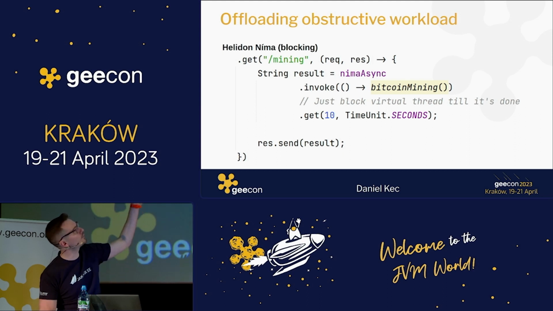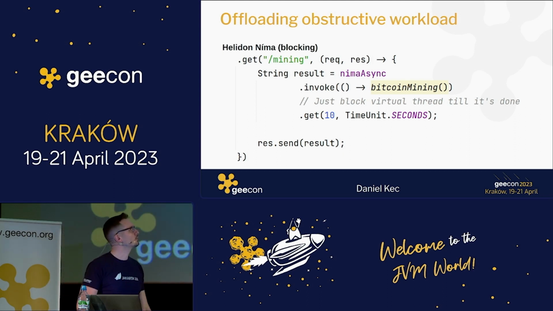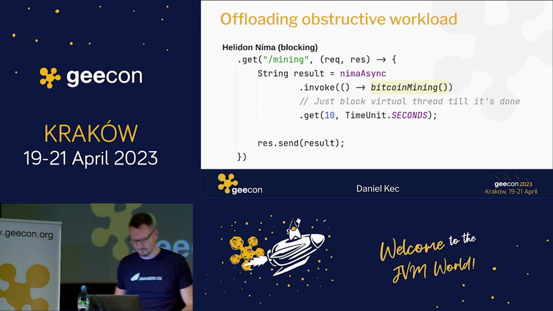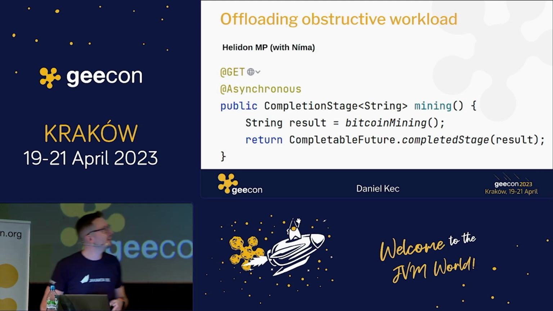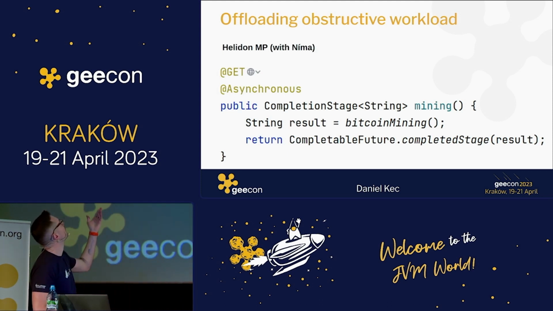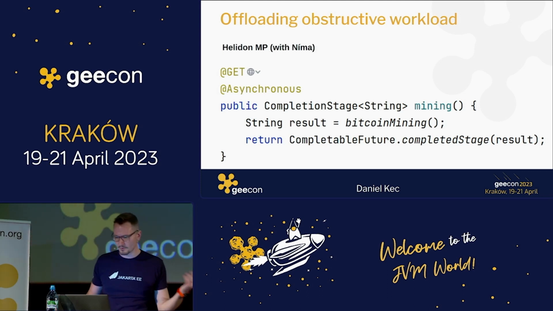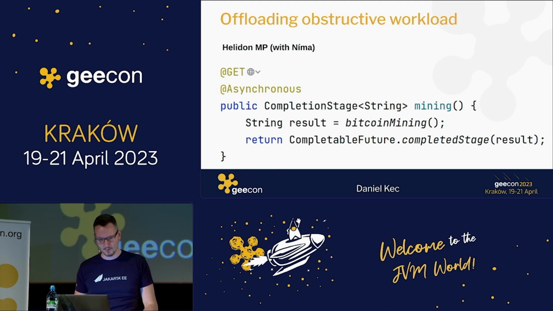So we have, again, fault tolerance features. You can offload it to another thread, or you can just spin up a new physical thread for yourself. It works the same. And in Helidon MP on top of Nima, we have an annotation for that. This is actually MicroProfile, it's part of the spec. So it will offload it for you on a physical thread, and you are safe.